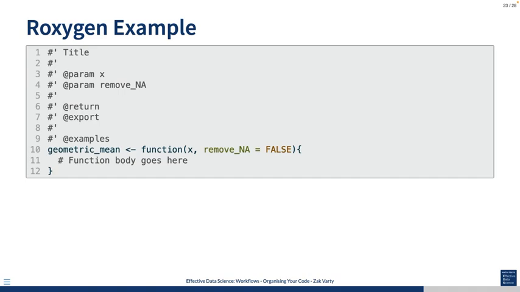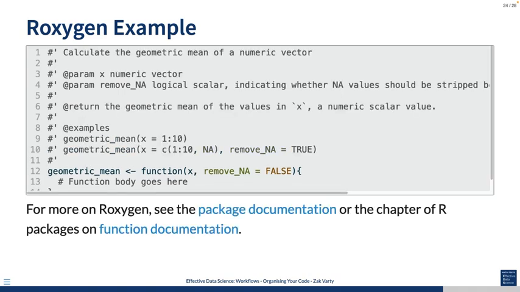Since we're creating a standalone function here, we won't need the export field, though actually keeping it in wouldn't cause us any problems either. Once we've filled in this skeleton, it might look something a bit like this. We've described what the function does and what the expected inputs are, as well as what the user can expect as an output. We've also given a few simple examples of how the function might be used here, below the examples tag.